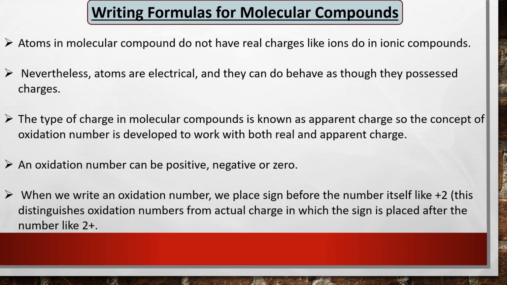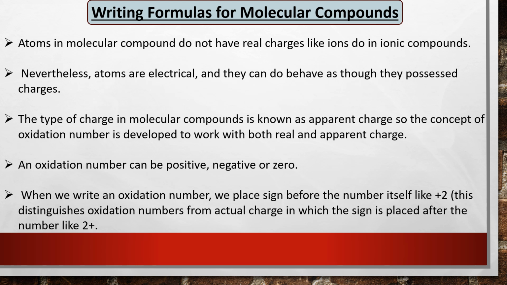Writing formulas for molecular compounds. Atoms in molecular compound do not have real charges like ions do in ionic compounds. Nevertheless, atoms are electrical and they do behave as though they possess charges. The type of charge in molecular compound is known as apparent charge. So the concept of oxidation number is developed to work with both real and apparent charge.